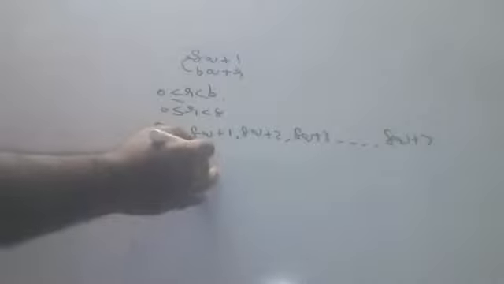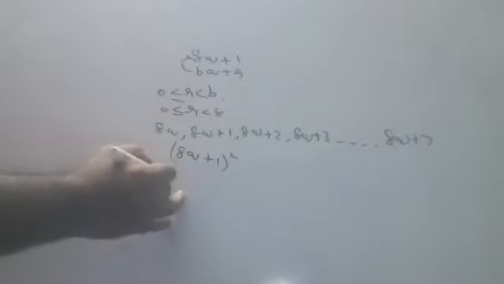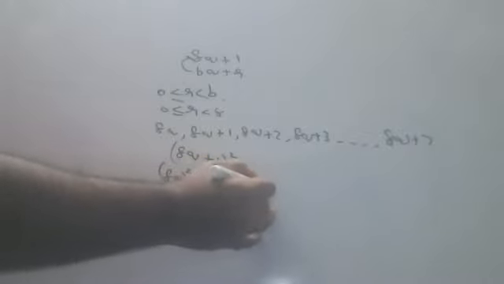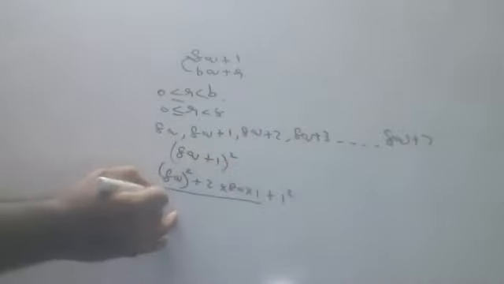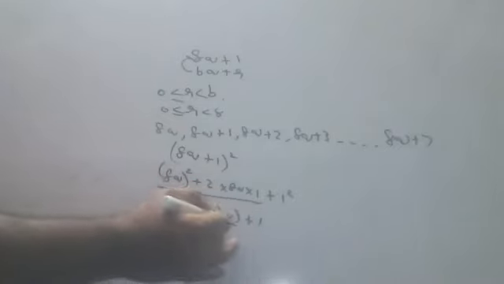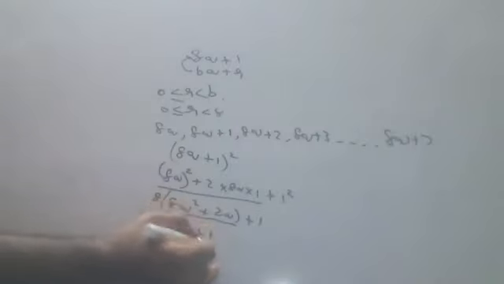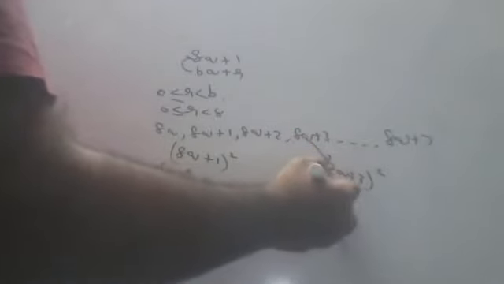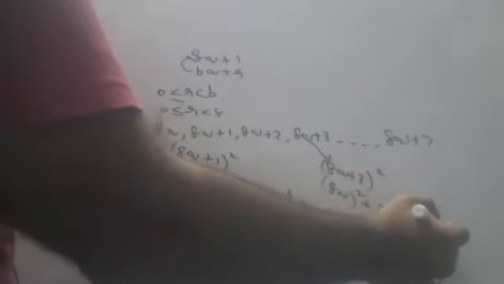See here, 8q plus 1 whole square, a square plus 2ab plus b square. Till here 8 is divided by 8. 8q square plus 2q, plus 1. Here what is that? 8q plus 1. Only for odd numbers you have to show, children. Okay, 8q plus 3 whole square, children, a square plus 2ab plus b square. B square means 9. 9 means 8 plus 1, children. Till here 8 you take common. What is left over, children?